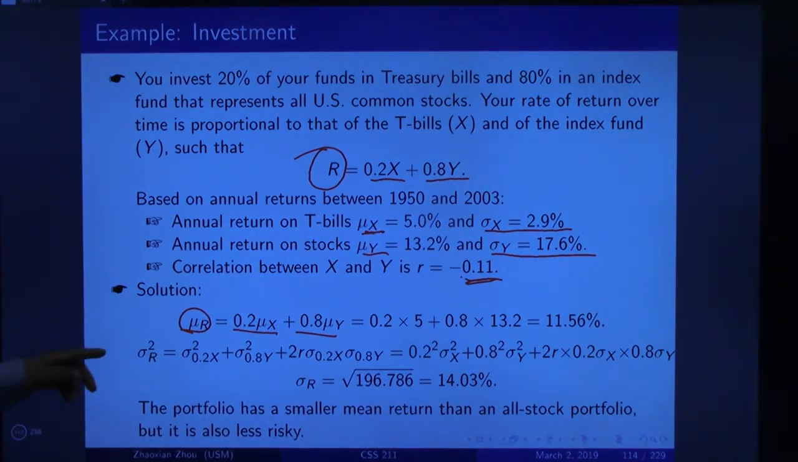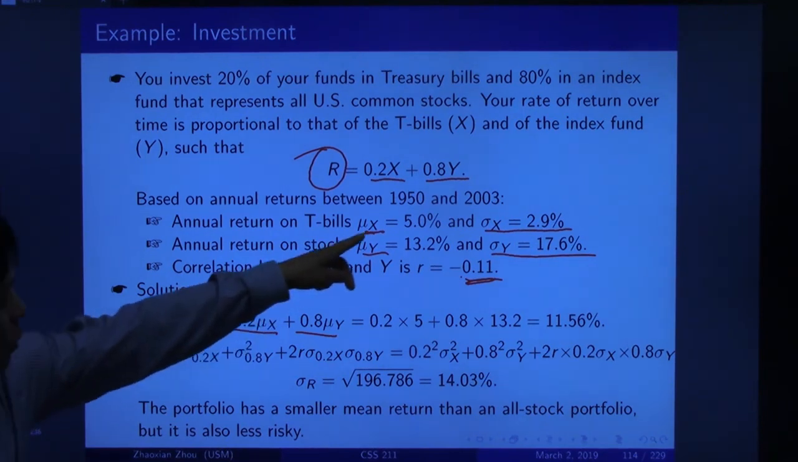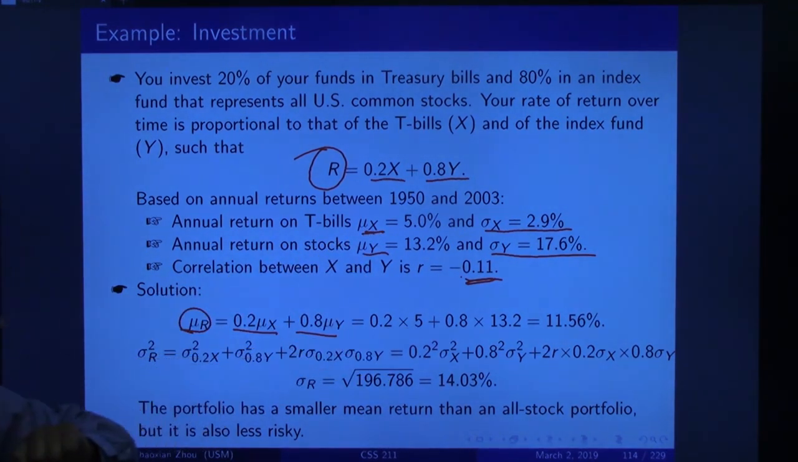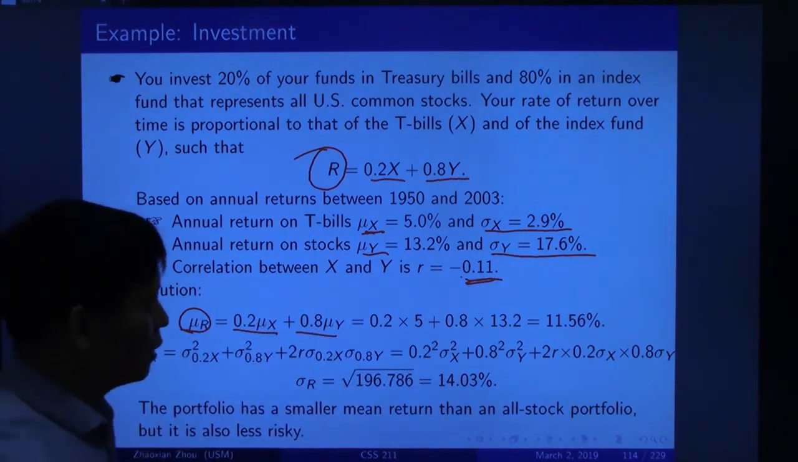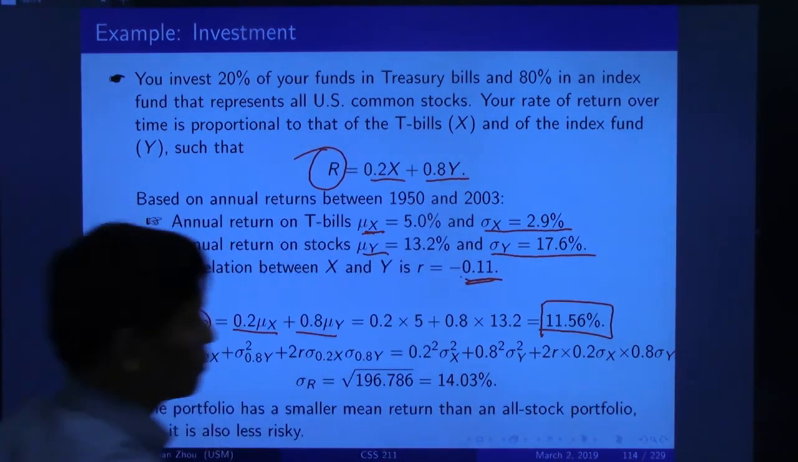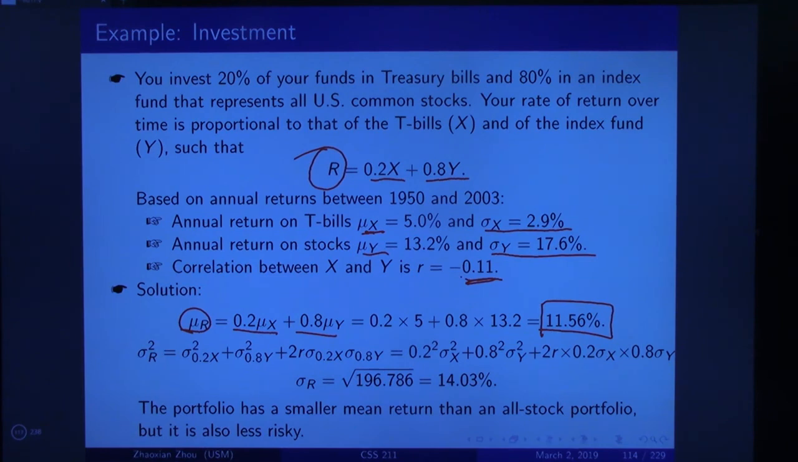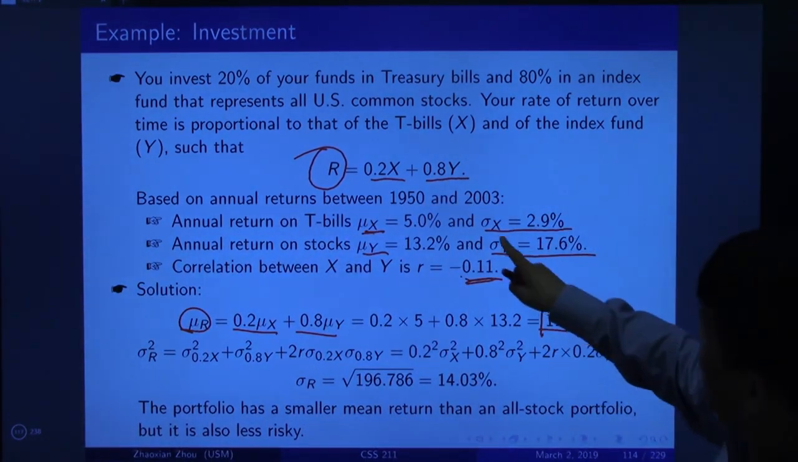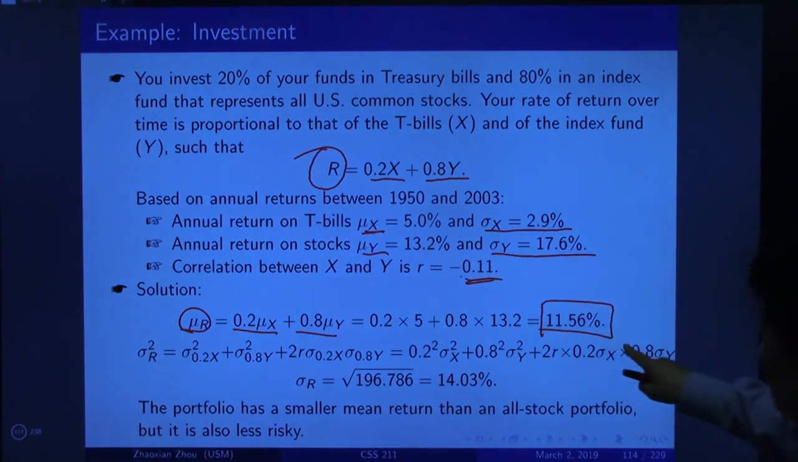So now that is easy. We have some numbers here. Mu x equals 5%, mu y equals 13.2%. We plug these two numbers in here, and we get 11.56%. If you compare this one, it is larger than the T-bill and smaller than the stock market. So it's just in between.